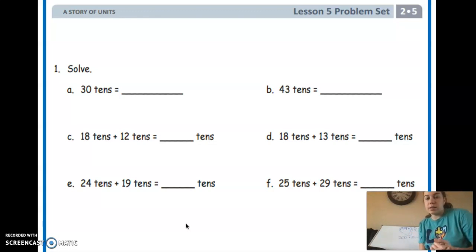Part B is 43 tens. C is 18 tens plus 12 tens equals how many tens? D is 18 tens plus 13 tens is how many tens? E is 24 tens plus 19 tens equals how many tens? F is 25 tens plus 29 tens equals how many tens?